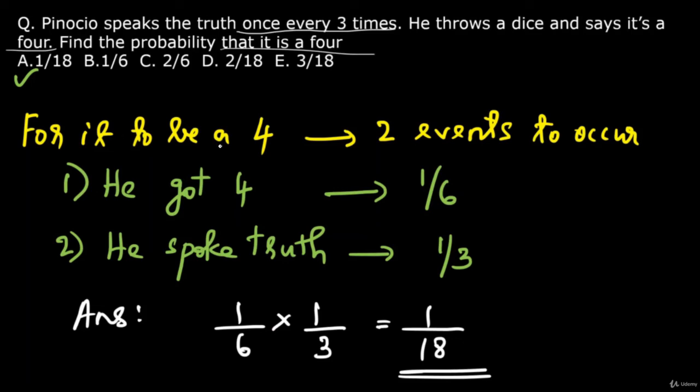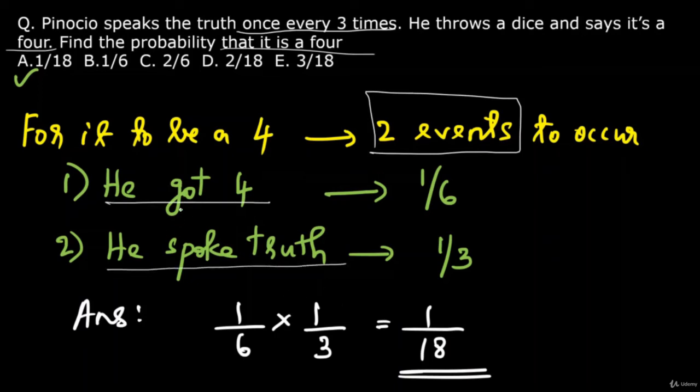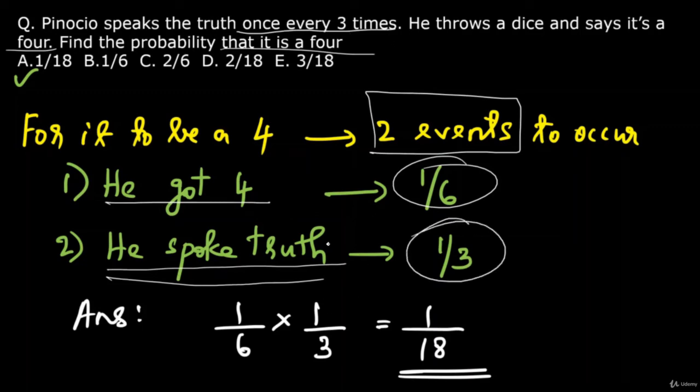Now, for it to be a 4, 2 events have to occur, right? The first one is that he actually got a 4 and the second event is that he spoke the truth. Now, he can get a 4 in 1 by 6th of a chance, or the probability to get a 4 is 1 divided by 6, right? And the probability that he speaks the truth is 1 by 3 because it's mentioned that he says the truth once every 3 times. Now, therefore, the probability for these two events to occur, right? These are independent events, right? That would be 1 by 6 into 1 by 3, which is equal to 1 by 18. That is answer option A.